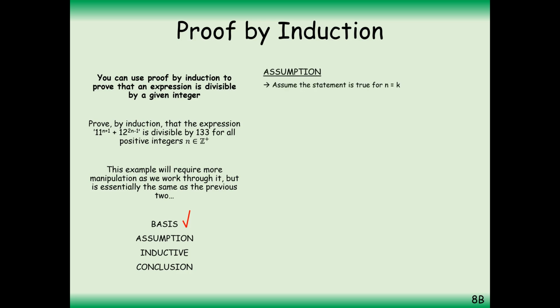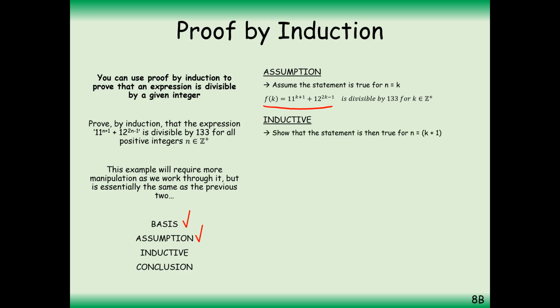We're going to make the assumption that when n equals k, this expression is already divisible by 133. Okay, so we are giving it the benefit of the doubt. We are not actually proving anything just yet. So in the inductive step, we are going to use this line here, as always. We are going to substitute n with k plus 1. So when we do that, we end up with this expression.